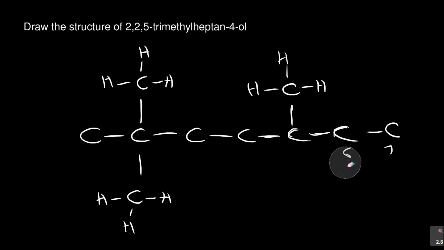Sorry, the functional group. Oh, how can I forget the functional group? The functional group is in carbon number 4, heptan-4-ol. I'm forgetting the most important one. That's what makes it behave the way it behaves. OH. Sometimes you can put it like this, but you don't want it to interfere with the other hydrogens there. Then you put your hydrogens.